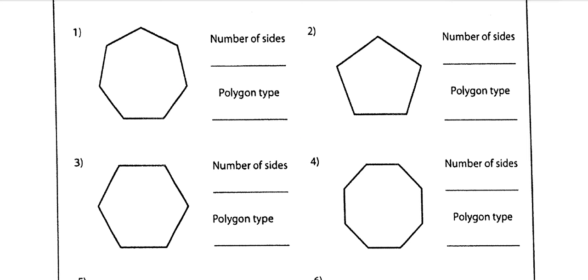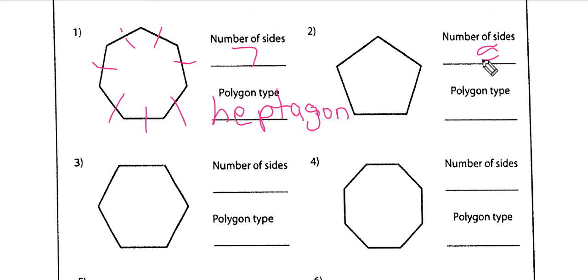So on this one, based on the sides, it has a name. So, number 1, how many sides does it have? 1, 2, 3, 4, 5, 6, 7. 7 sides. Okay? And by the way, that is actually called a heptagon. Heptagon.